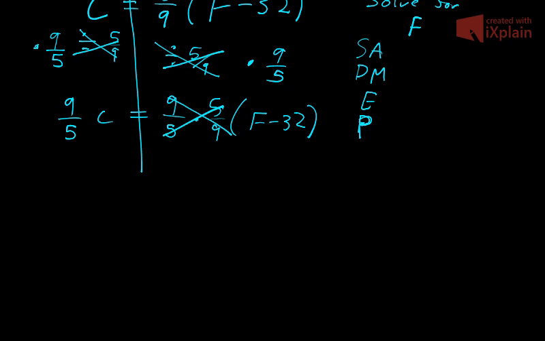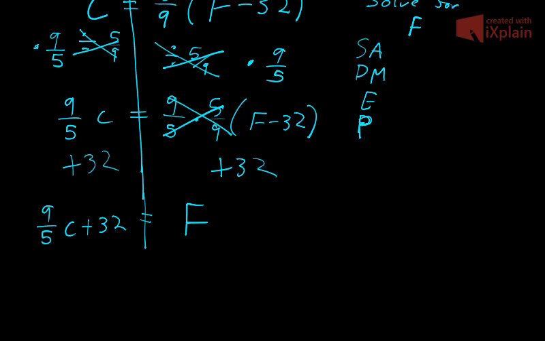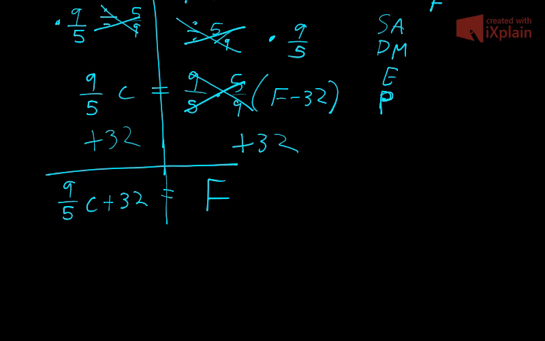Now I just have f minus 32 on this side, so I just need to add 32 to both sides. After that, I'm going to have 9/5 c plus 32 on the left equals, and on the right, I'm just going to have my f left. Just like that, I solved for f. I have f equals 9/5 c plus 32, and I am all done.